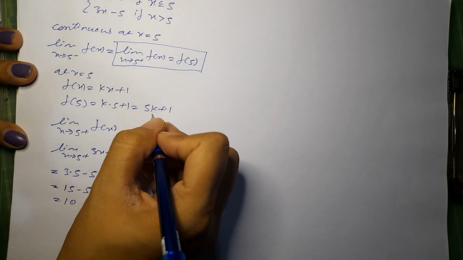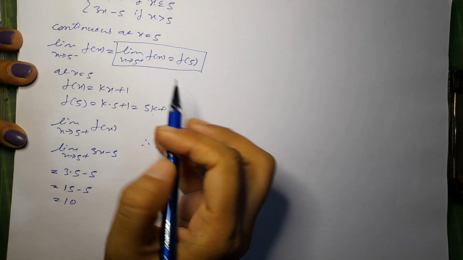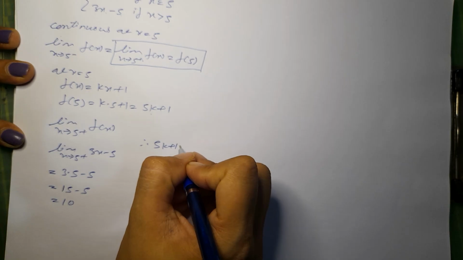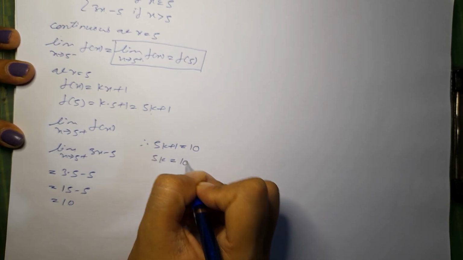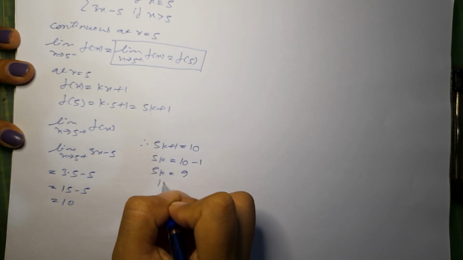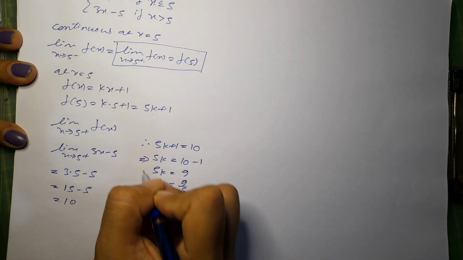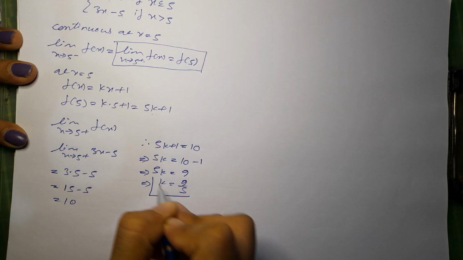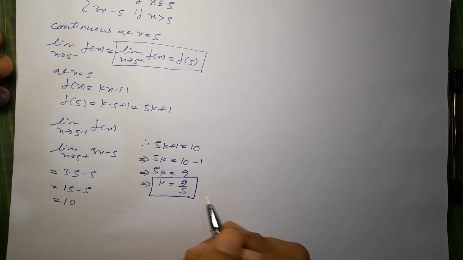So this and this will be equal. Therefore, putting the value of f of 5 and the value of the right hand limit, 5k plus 1 equals 10. So 5k is equal to 10 minus 1, that is 9. 5k is equal to 9. k is equal to 9 by 5. So this is the required value of k when the function is continuous at 5.